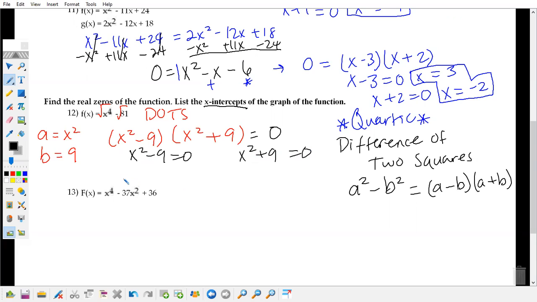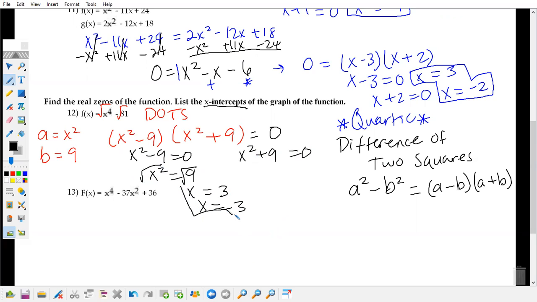What do we do to solve for x here? Before I take the square root, what do I need to do? Plus 9. So we get x squared equals positive 9. And now we can take the square root. And what is the square root of 9? It's positive 3 and it's negative 3.